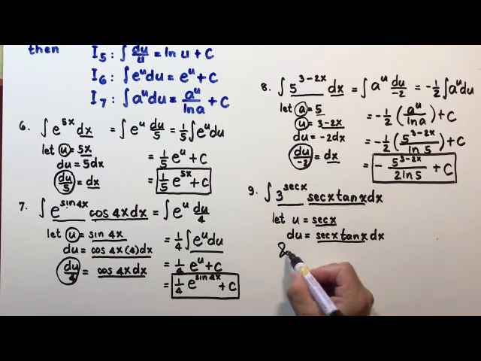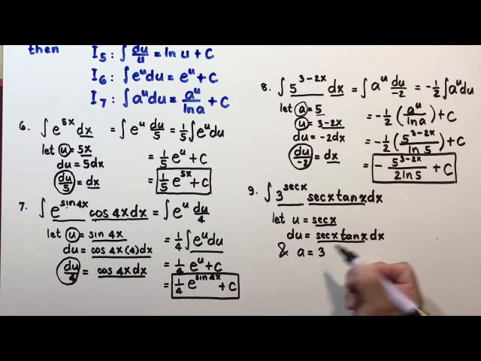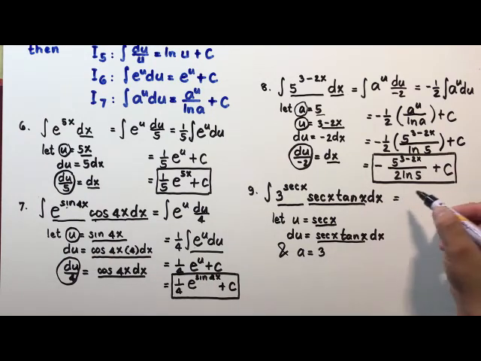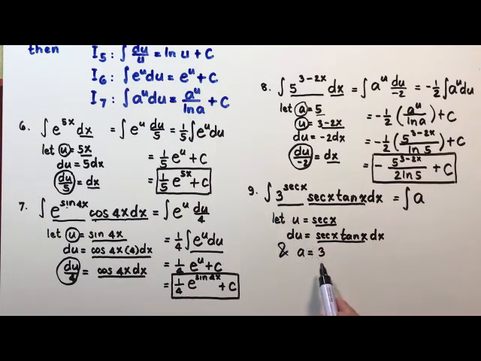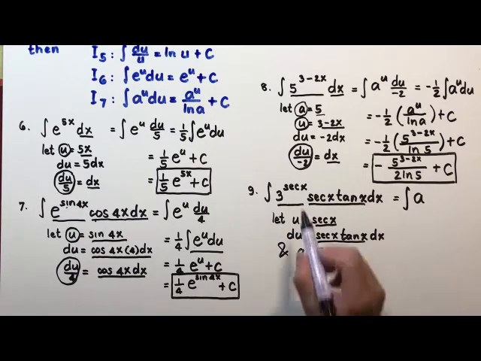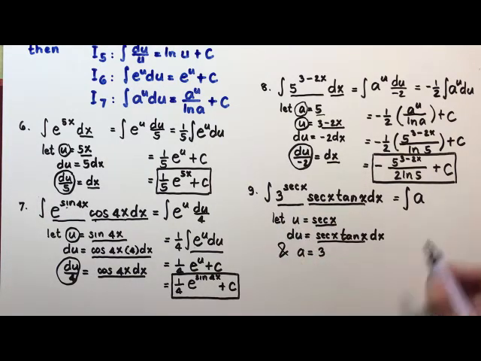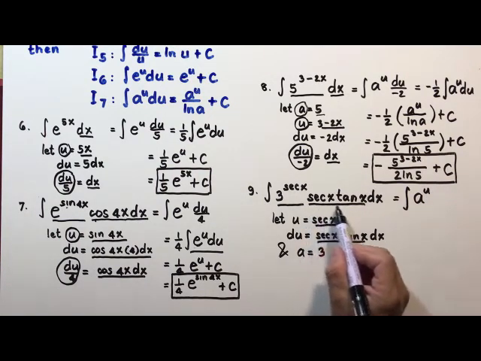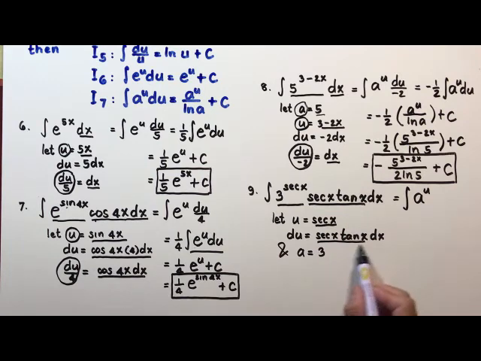And when you let 3 also be our a, by substitution, this is equal to the integral of a. So instead of writing 3, you will write a, because we represent 3 as our a, and secant x as our u. So integral of a to the power u, and instead of writing secant x tangent x dx, we will write du here. So this is du.